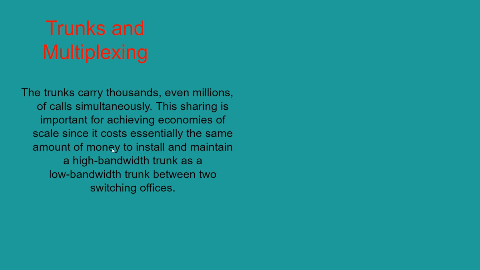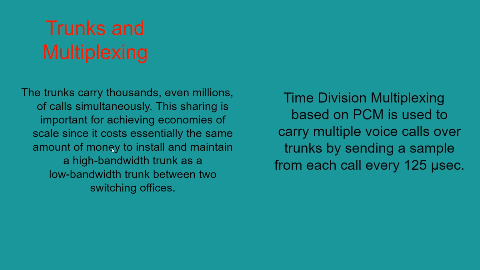To be able to capture the information that is received from the telephone channel, as we saw before when we used it with the modem, the end office used a device called a codec, which essentially digitizes the analog signals it receives. We also see a type of multiplexing being used, time division multiplexing, which is used to carry multiple voice calls over trunks by sending a sample from each call every 125 microseconds.